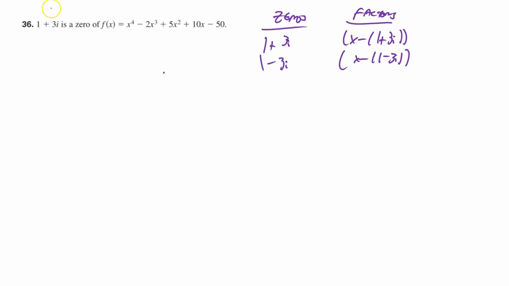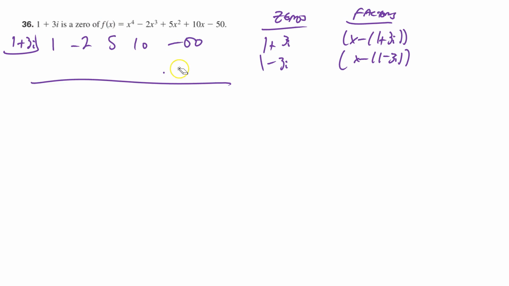So let's try this one with synthetic. We put 1 plus 3i into the box. Coefficients here: 1, negative 2, 5, 10, negative 50. You'll see the synthetic with the imaginary is a little bit tricky, but it's not too bad. So 1 comes down, times 1 plus 3i is 1 plus 3i. Negative 2 and 1 are negative 1 plus 3i. And this is where it gets tricky. We have to multiply these. So we have 1 plus 3i times negative 1 plus 3i.